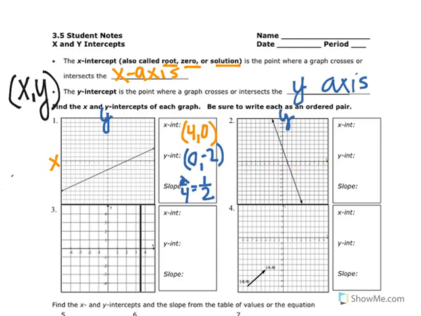So we're going to look at our line, and on the x-axis, this is where the line crosses the x-axis, and that would be at 1, comma, 0. Remember, we're always going to write it as an ordered pair. And then the y-intercept is where it crosses the y-axis, which is right there, and that's 0, comma, 3.